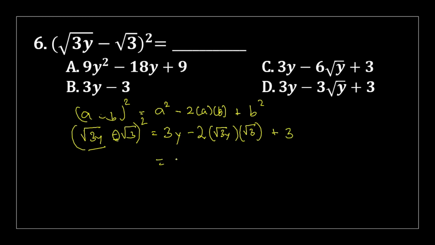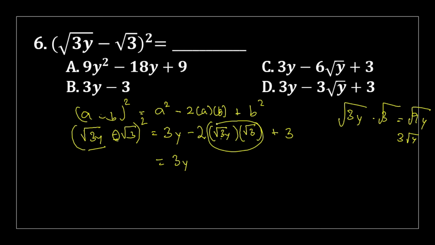Then let's simplify this. Root of 3y multiplied by root 3 can we get root of 9y? The square root of 9 is 3, so 3 root y. So 3 root y multiplied by 2, we have negative 6 root y, plus 3. So our answer is letter C.